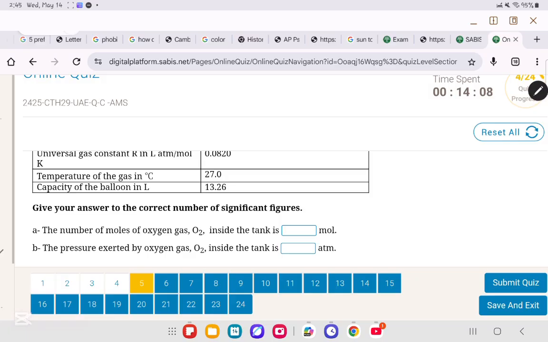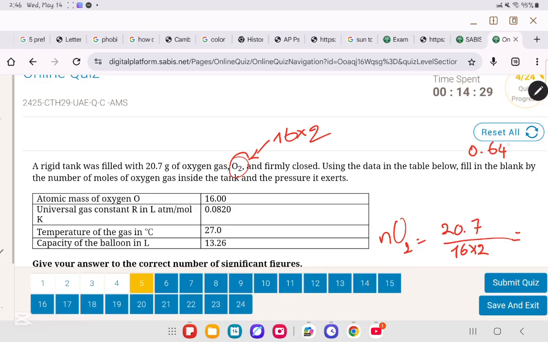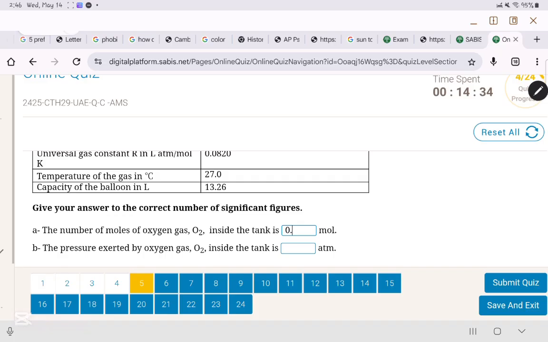The number of moles of oxygen O2 inside the tank. How do we find the number of moles? It's very simply, so n of O2 is the mass, which is 20.7, over the molar mass of O2. Pay attention, so it's 2 oxygen, so it's 16 times 2. So it's going to be 0.647. We move on to part B.